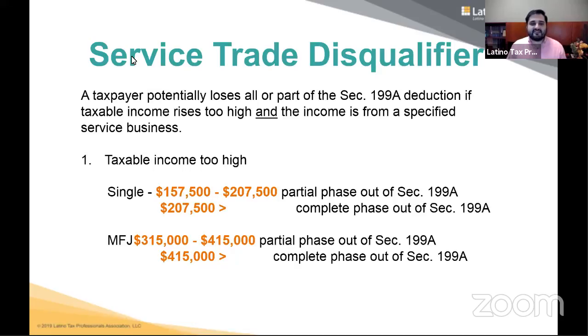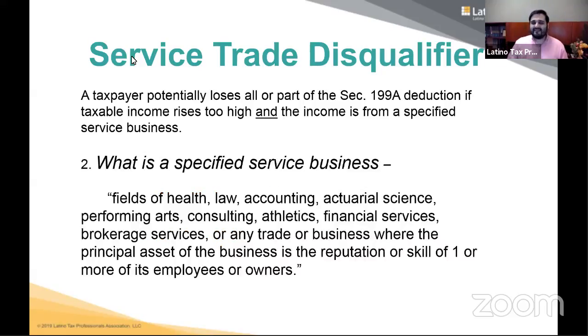One of the biggest limitations is having a specified service trade or business. If your business is defined as a specified service trade or business, and your taxable income is above these magic numbers, then you may get disqualified. You may get limited. There are going to be situations that are not going to be good, but it's only if you're above. Most people are going to be below, so don't worry about it too much. But let's dive in a little bit into what a specified service trade or business is.